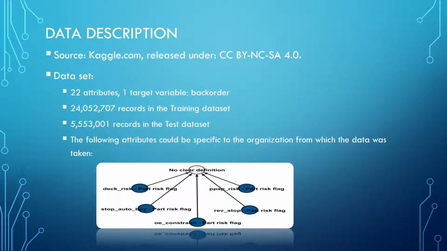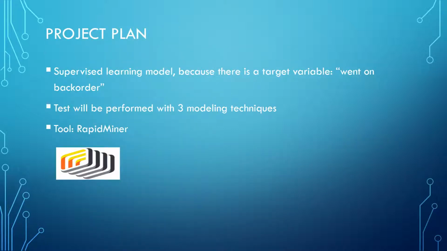The following attributes could be specific to the organization from where the data was taken, so there is no clear definition of these attributes. Because we have the target variable, which is whether the product went on backorder, we're going to use a supervised learning model. And we're going to perform the test on 3 modeling techniques using RapidMiner.